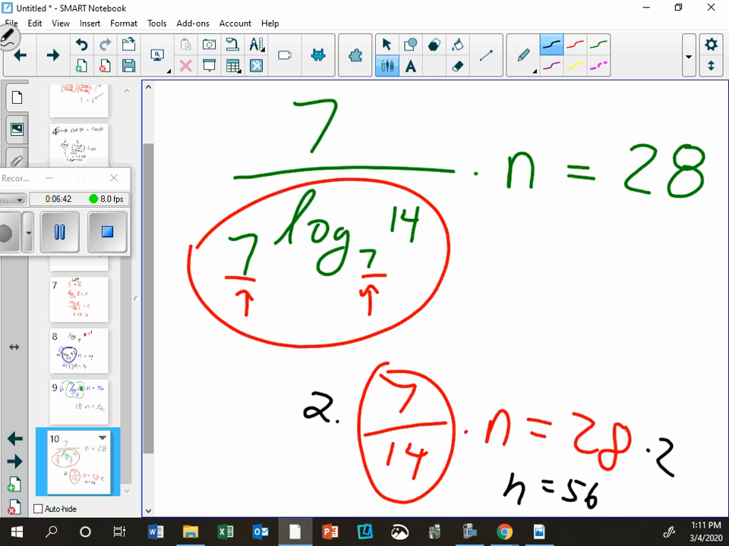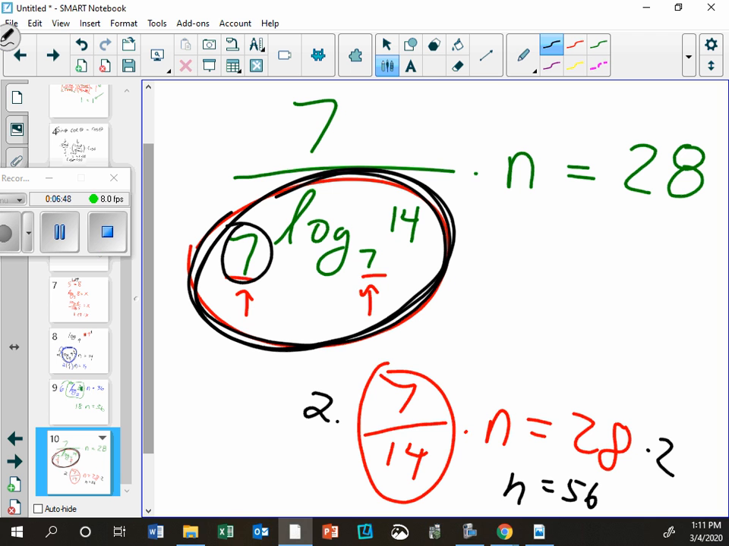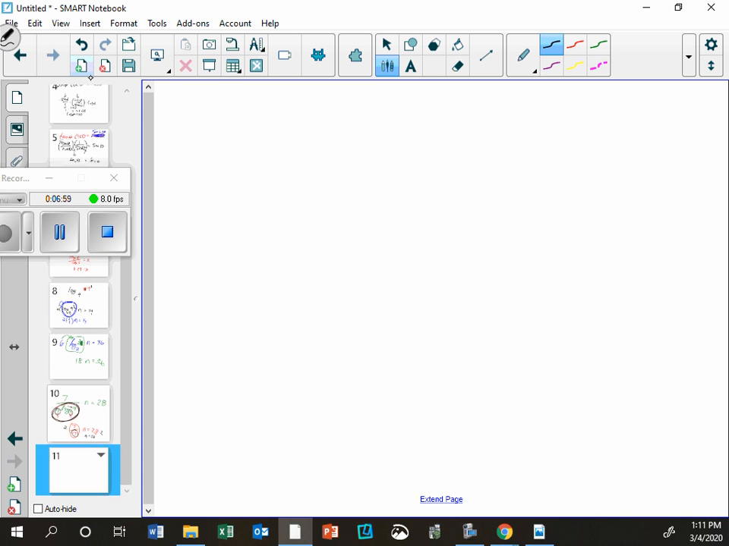N equals 56. But what was the hard part? This part. What was hard about that? Knowing that if these two are the same, that's what it simplifies to. It simplifies to 14. And then that 14 can be put in instead of all that complicated log stuff. All right. I think you got the idea there.